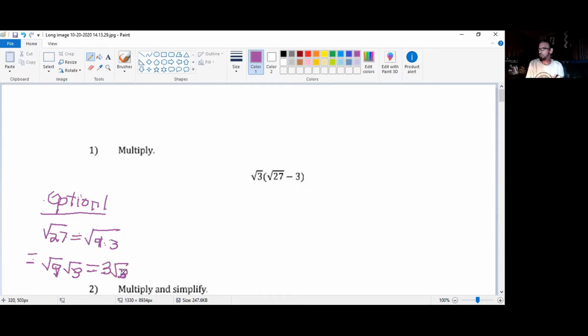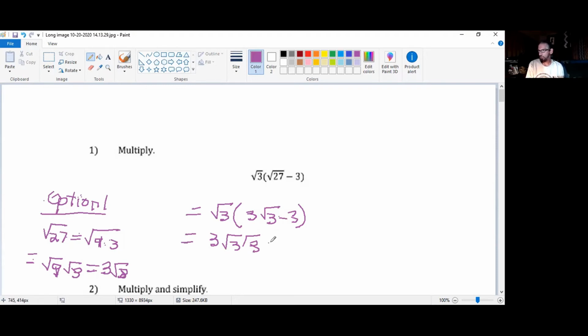Then I would have to distribute the square root of 3 out here. When I do that distributing, parts that are outside of a square root, I'm going to put in front like a coefficient. So distributing square root of 3 to 3 square root of 3, putting the 3 outside in front.